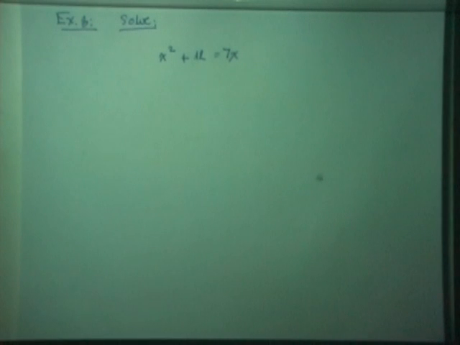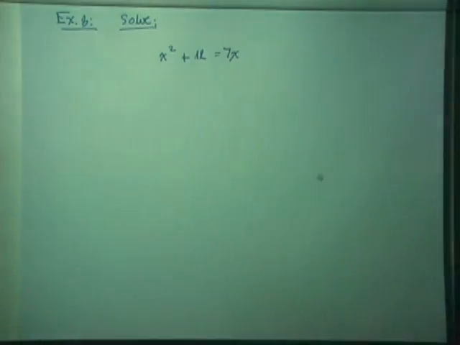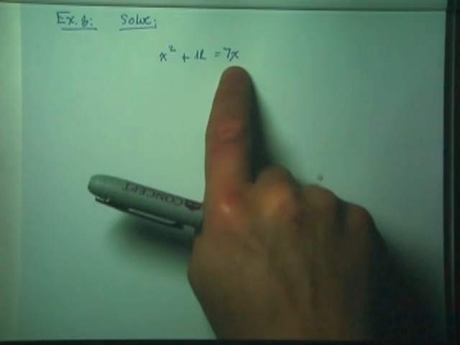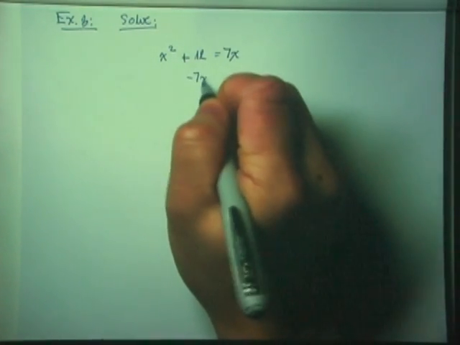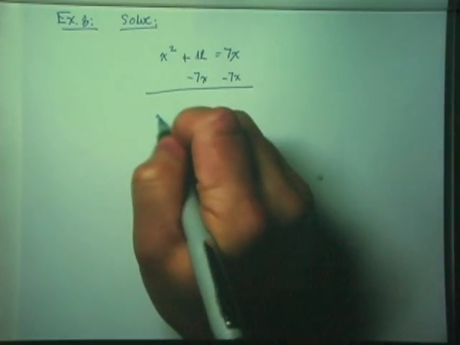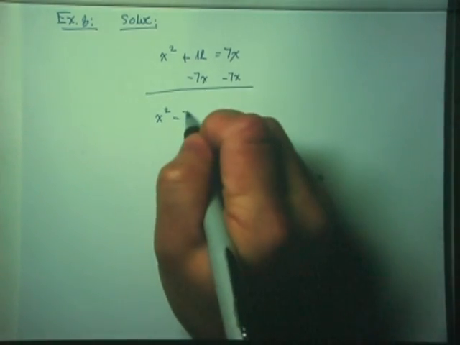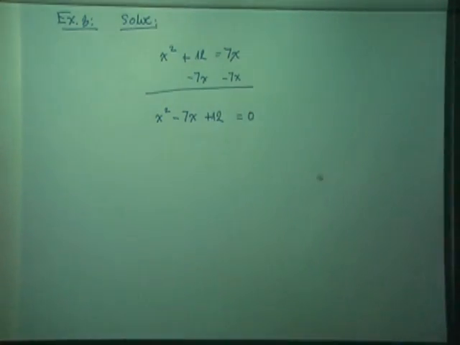So now, once again, I do need to bring all my terms to one side. I do need to isolate the terms here. What I'm seeing is I have one lonely 7x on the right-hand side. So what I can do is minus 7x to both sides, and that leaves me x squared minus 7x plus 12 equals 0. So once again, at this point, I'm not done.